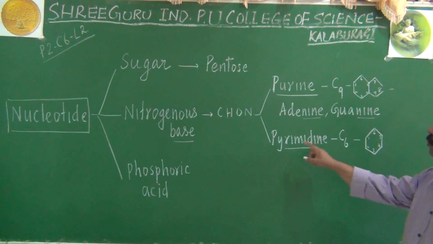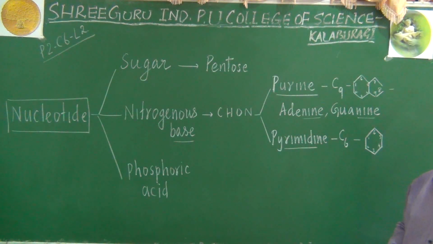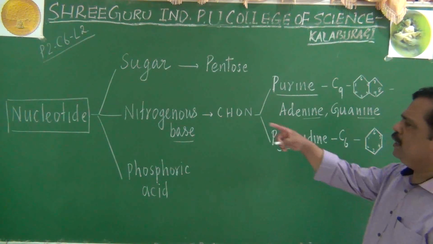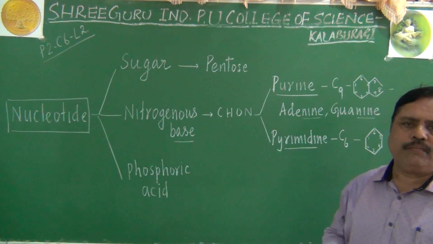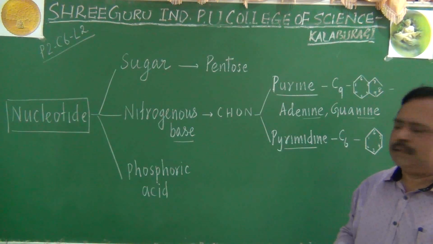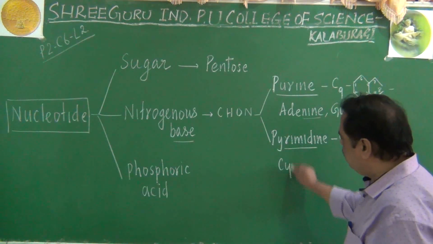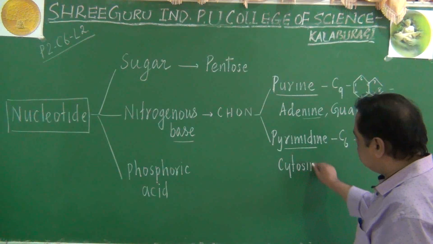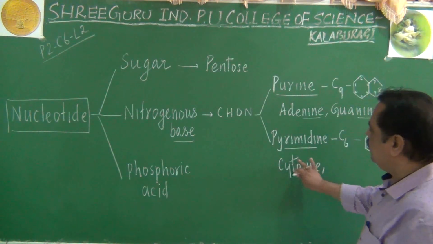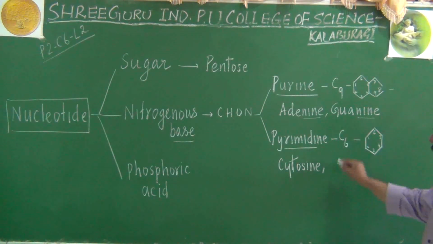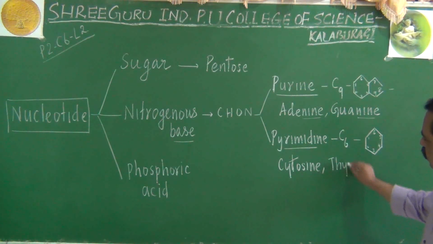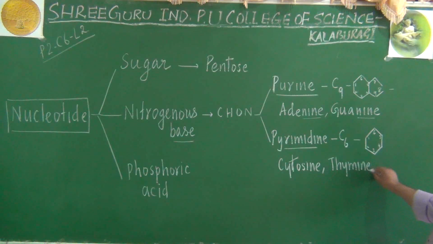What are the examples for pyrimidine? Remember, in nucleic acids, we can come across three types of pyrimidines. One type of pyrimidine is known as cytosine. Remember the spellings carefully, cytosine. Second type of pyrimidine is known as thymine, we can say here.